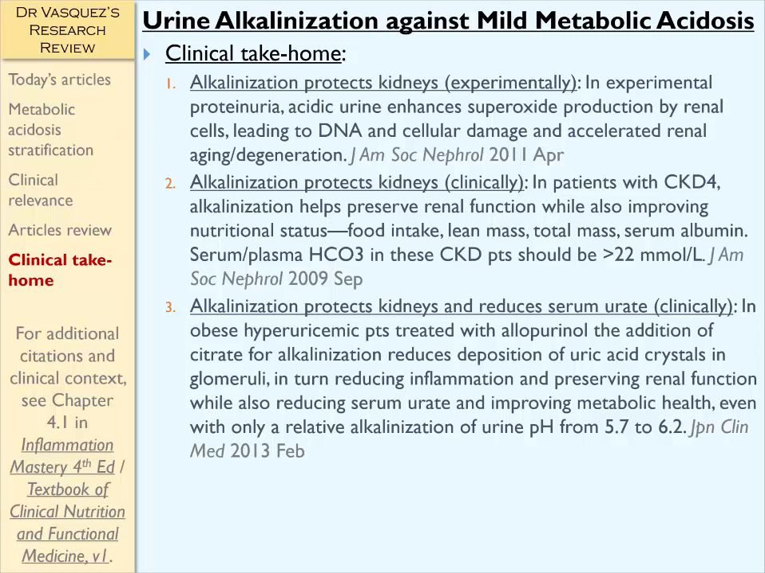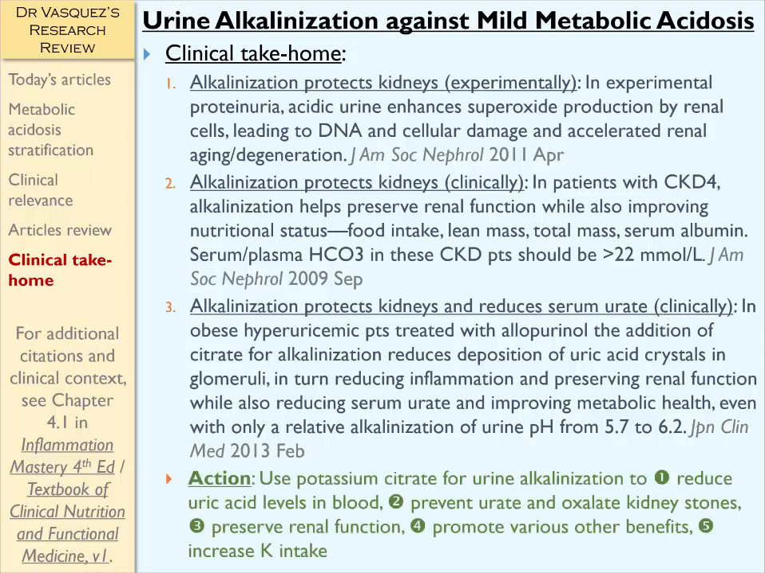So based on those conclusions, my recommended action is that clinicians and patients use potassium citrate for urine alkalinization, number 1, to reduce uric acid levels in the blood, number 2, to prevent urate and oxalate kidney stones, number 3, to preserve renal function, number 4, to promote various other benefits, which I'll review with you again before we finish today, and also, importantly, number 5, to increase potassium intake, because 90% of people do not consume enough potassium to reach the stated goal of 4.7 grams per day.